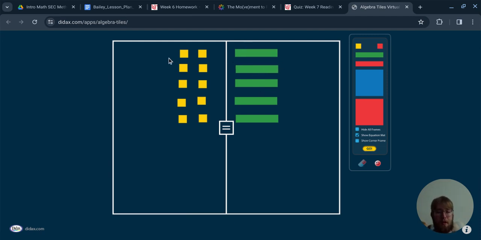So we have 1 group, 2 groups, 3 groups, 4 groups, and 5 groups, and each group has 2 yellow squares and 1 green rectangle. So we can determine that x is equal to 2. That is all I got for now.